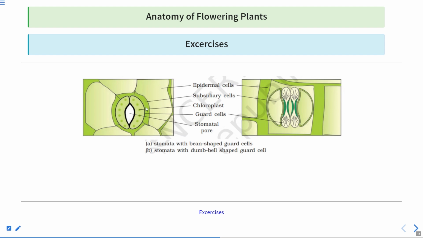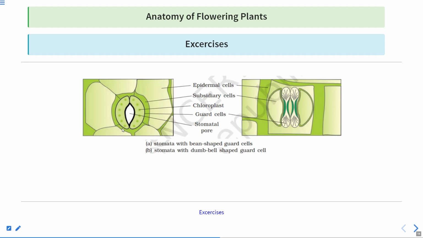Now, what about the other cells surrounding the guard cell? You can see these subsidiary cells. They are modified; they are not ordinary epidermal cells. You can see there are a number of subsidiary cells surrounding this stoma, surrounding this guard cell, in fact.